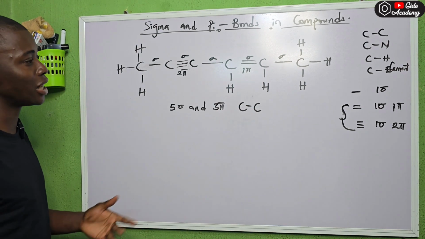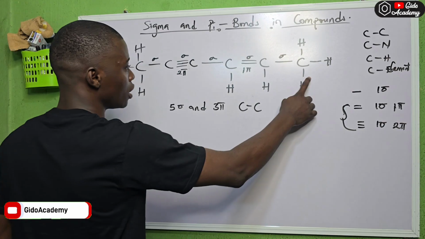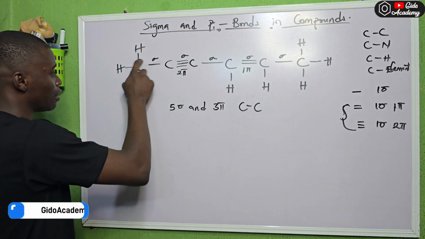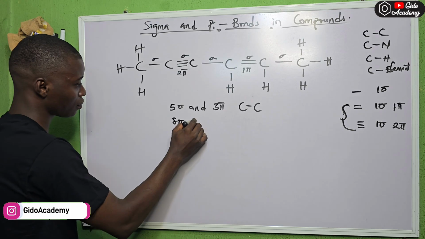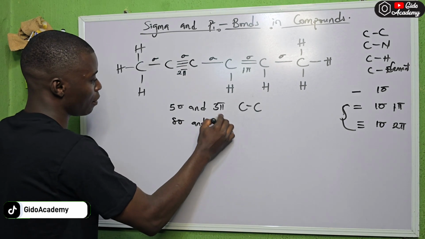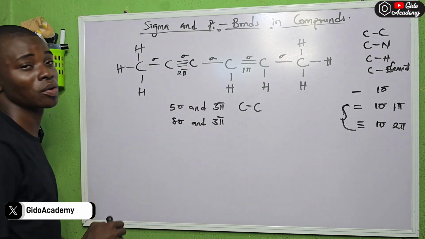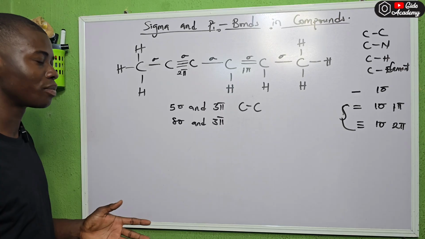So if you are told to add that of hydrogen, here will be 1, 2, 3, 4, 5, 6, 7, 8. So it will be 8 sigma and 3 pi in the whole compound. So that's how it works.